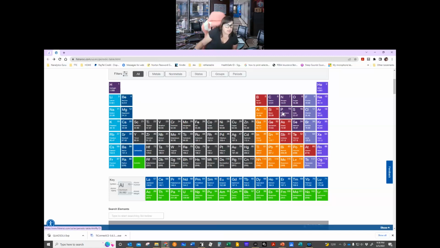And Zn, where have I lost you, Zn? Love it when I can't find stuff. So interesting. Ah, zinc, Zn, right there, 65.38.